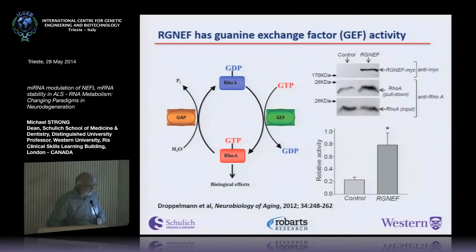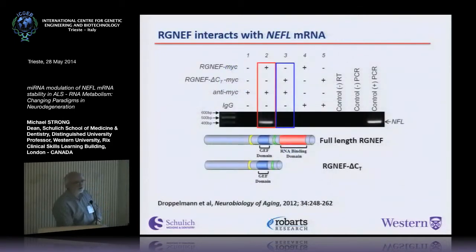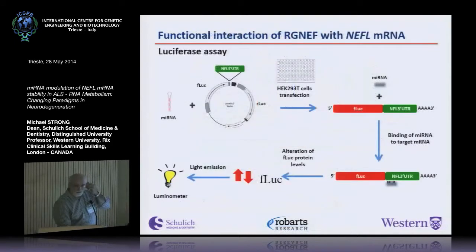The rest of it, however, the important piece, is to really function on its interactions with NFL messenger RNA. And in this study, what we've demonstrated is that at the time we didn't have antibodies. You'll see those in a moment. So we just created a Myc-tag RGNEF, or we deleted out the RNA binding domain. And what we showed was that in the presence of the full, we could actually immunoprecipitate NFL. So this is an RNA IP. You immunoprecipitate with a protein first, then you do a PCR off of that, see what RNA has come with that. But when we delete out the RNA binding domain, we get nothing in there. So that suggested that, in fact, there was an interaction. It doesn't, in fact, tell us that it's functional.